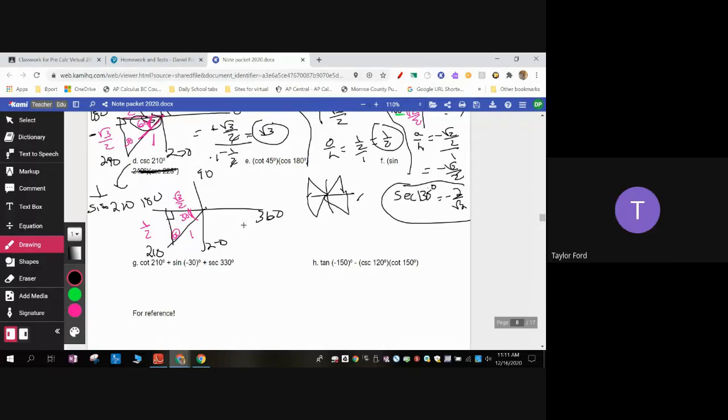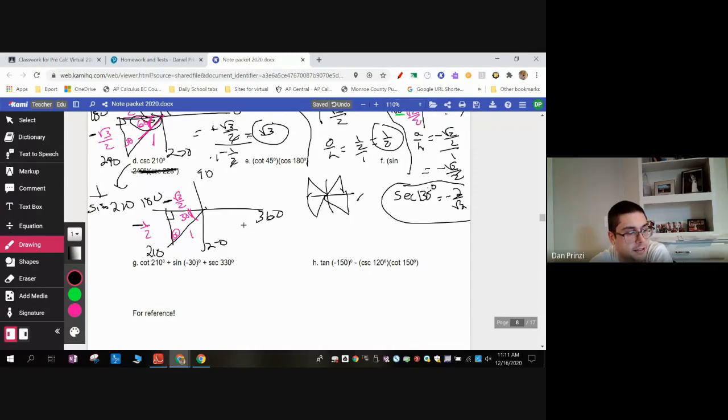Yes. Go ahead, Taylor. The 1/2 is negative and the one along the x-axis. Good. They're both negative, aren't they? Because you went left and down. Okay, so now we're doing sine.